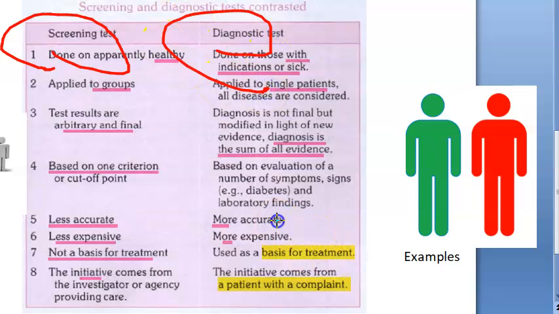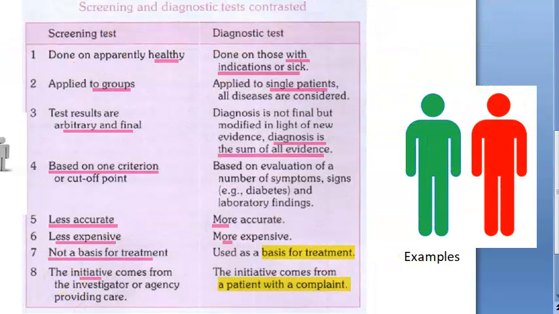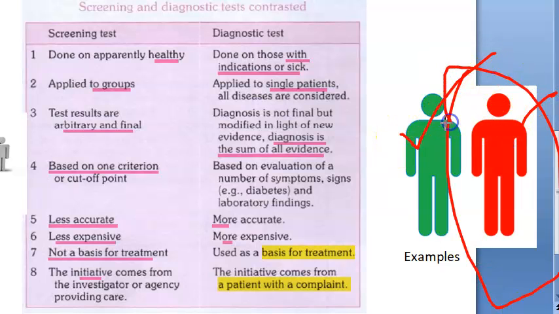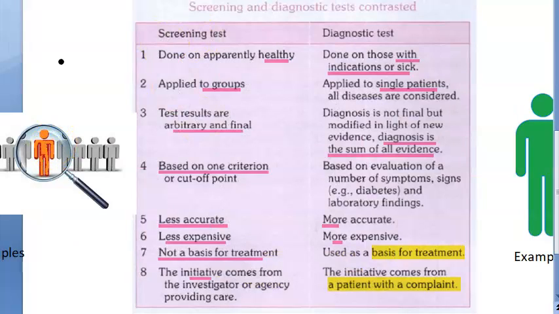When it comes to diagnostic test, it is more accurate, it is more expensive, it is used as a basis for treatment, and this is initiated when the patient himself approaches, right, that he has the symptoms. Here also the person can be green and red. He might finally be diagnosed with the disease or he might be not diagnosed with the disease. It can happen both ways, okay? So this screening test can also be done on people who have some high risk factors, or they may have some mild symptoms also. Give some examples of screening test, guys.